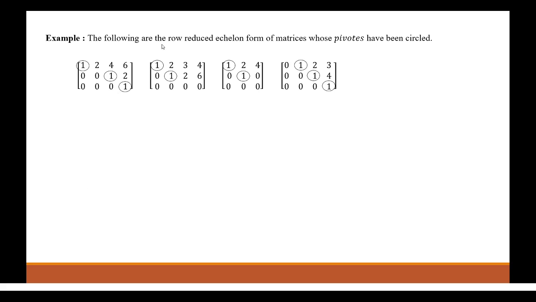In the example, the following are the row reduced echelon forms of matrices whose pivots have been circled. So here these are the pivots. Then in the next example, these two are the pivots. Here these two are the pivots. Next, below these diagonals, all the elements are zeros.